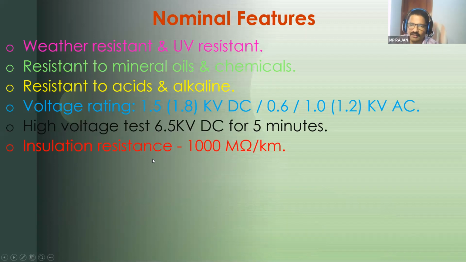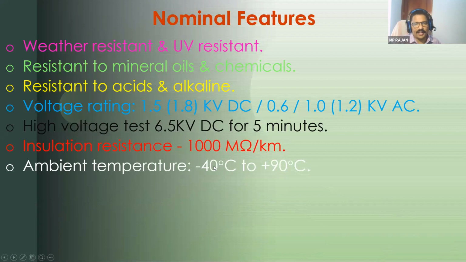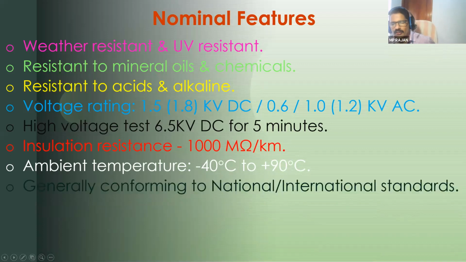And insulation resistance 1000 megaohm per kilometer. We all know the resistance increases with the distance. And the temperature range is minus 40 degrees Celsius to plus 90 degrees Celsius. The cable should be able to withstand a wide temperature range because it is exposed to temperature change. Generally it conforms to the national and international IEC standards, where some numbers are given. So it should conform to the national and international standards.